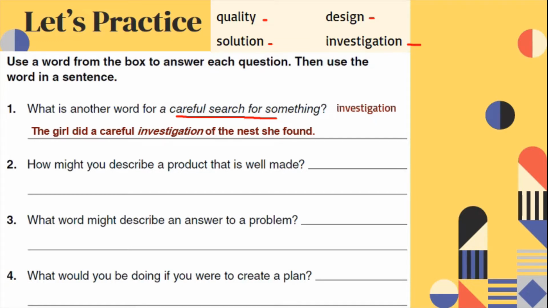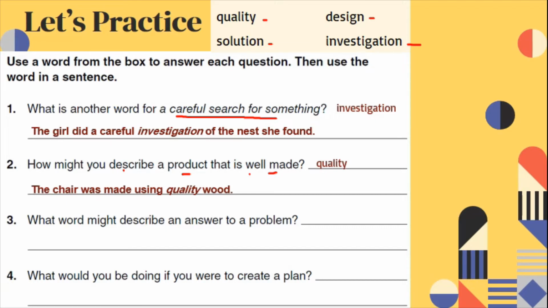Number 2, how might you describe a product that is well made? Something that is well made, it means it is of good quality. As a sentence, I can say the chair was made using quality wood. You can use the same sentence, only change the thing. Like you can say, for example, the table was made using quality wood, if you want to.